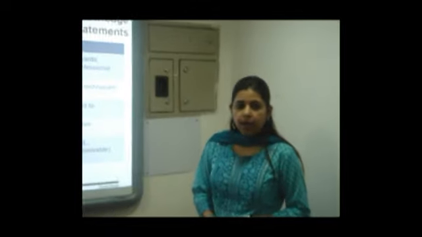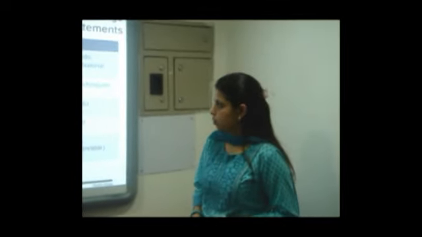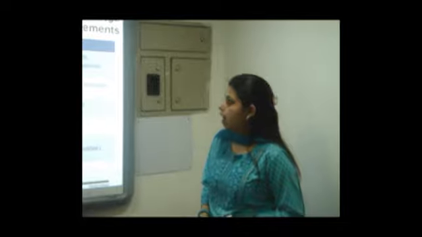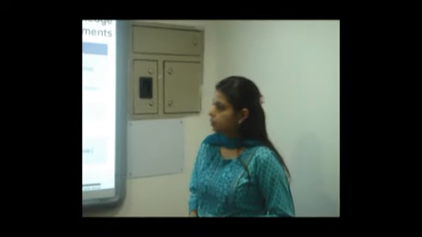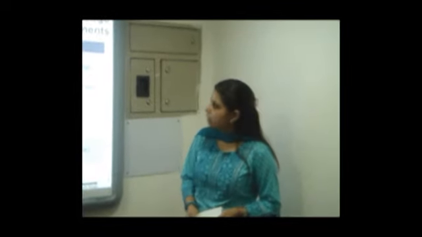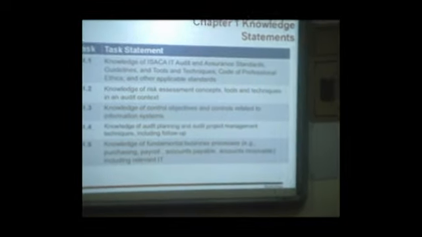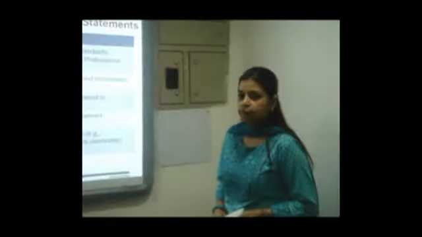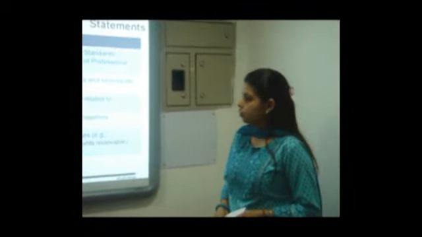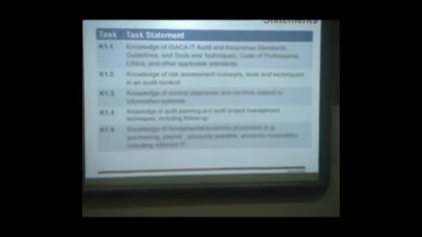An ISACA candidate or an IS auditor should have knowledge of ISACA IT audit and assurance standards, guidelines, tools, techniques, code of professional ethics, and applicable standards. Knowledge of risk concepts, tools and techniques in an audit context. An auditor also needs to have a knowledge of control objectives and controls related to information systems. Knowledge of audit planning and audit project management techniques, including the follow-ups.